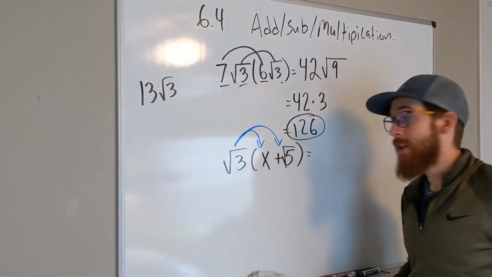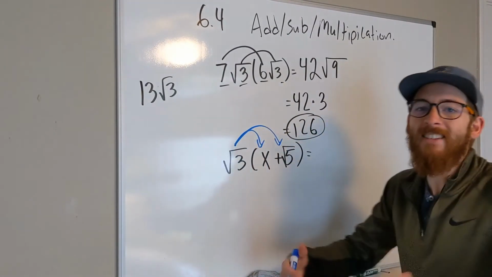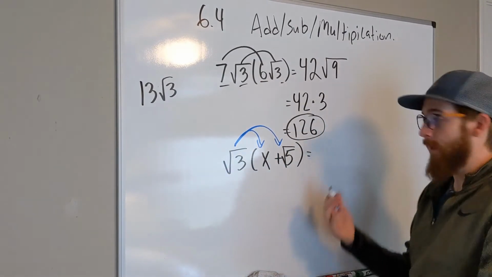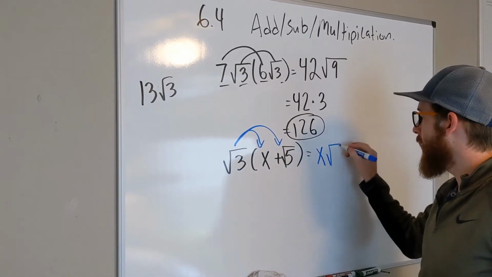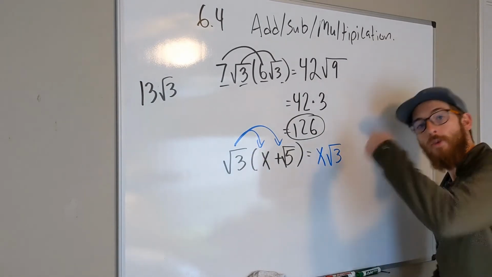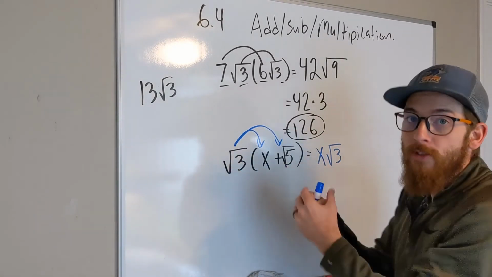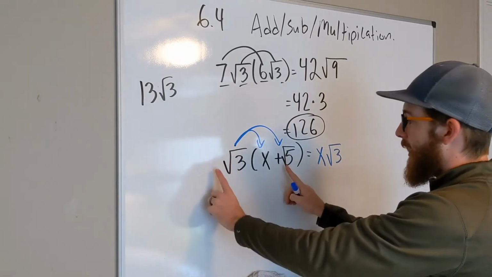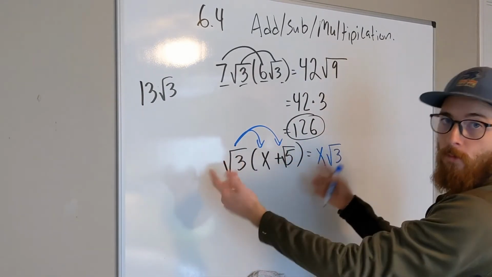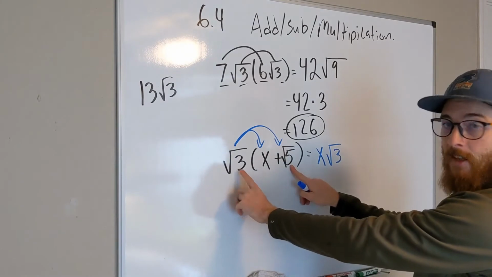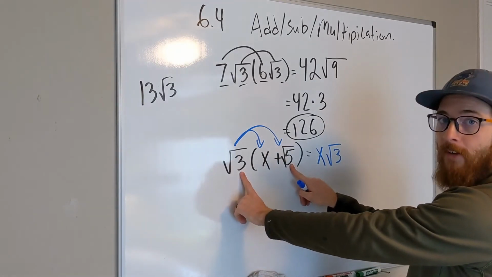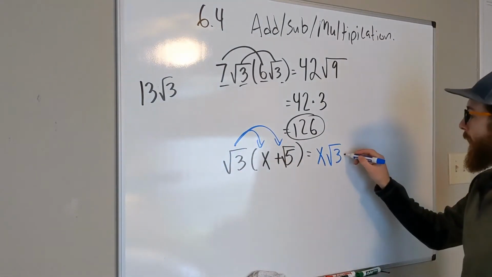Distributed to both. So I gotta take this times the first. Well, what's x times anything? It's just x and that thing together. So x square root of 3. And then now, how do we multiply two square roots together? We multiply the outsides. Well, what's 1 times 1? 1. What's the insides? Square root of 3 times square root of 5? Square root of 15.